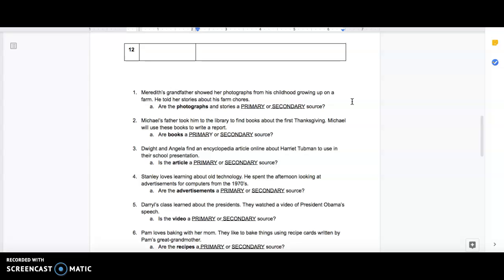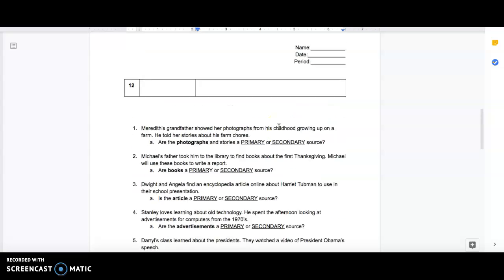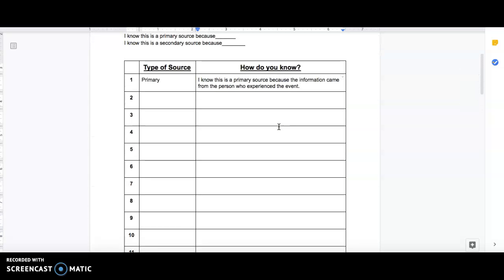Number two reads, Michael's father took him to the library to find books about the first Thanksgiving. Michael will use these books to write a report. And then the question asks, are the books a primary or secondary source? So you got to think to yourself, what is he gathering information about? He's gathering information about the first Thanksgiving. He's reading books about it. So the books, are they written during the first Thanksgiving or after the first Thanksgiving?